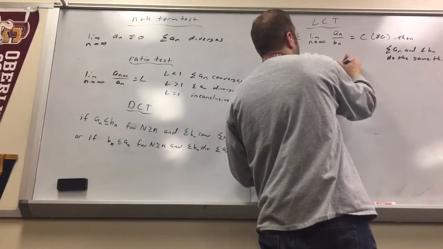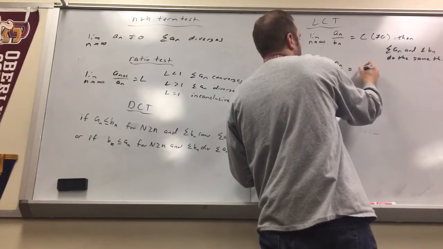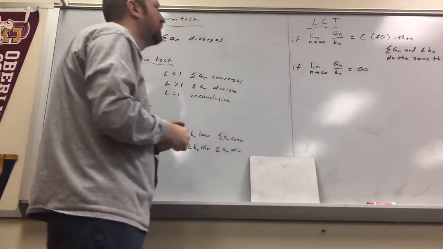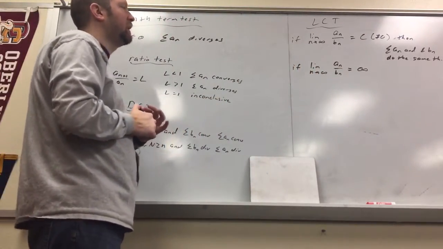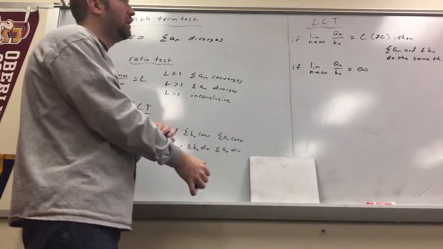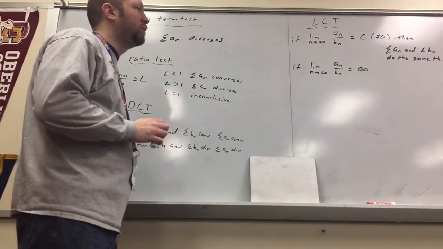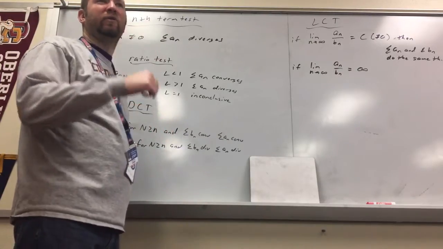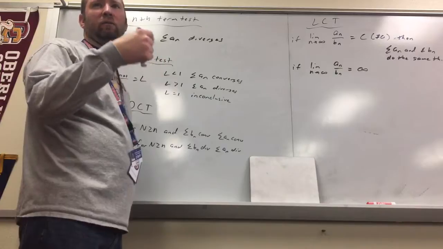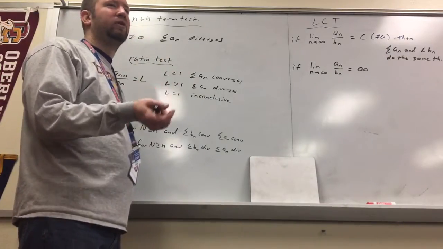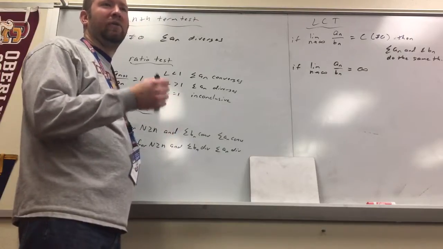Okay, so then we got this one. All right, so if the limit as n goes to infinity of a sub n over b sub n equals a constant, a non-zero constant, then the series a sub n and the series b sub n do the same thing. Meaning, if b sub n converges, a sub n converges. If b sub n diverges, then a sub n diverges.